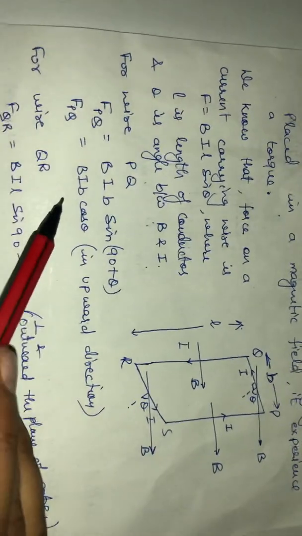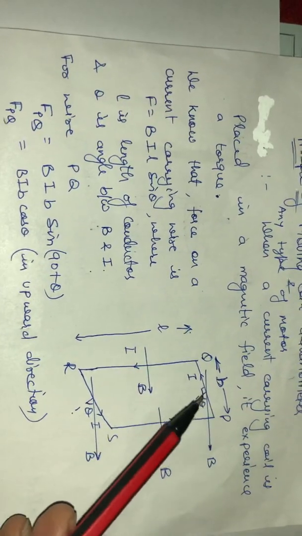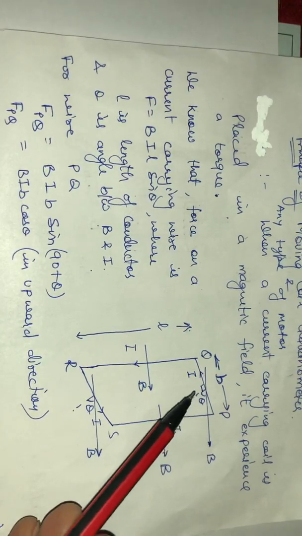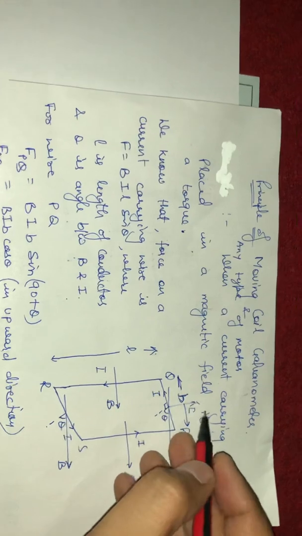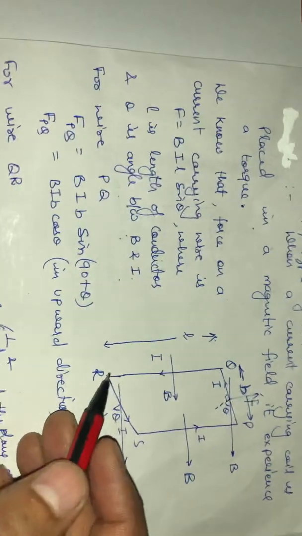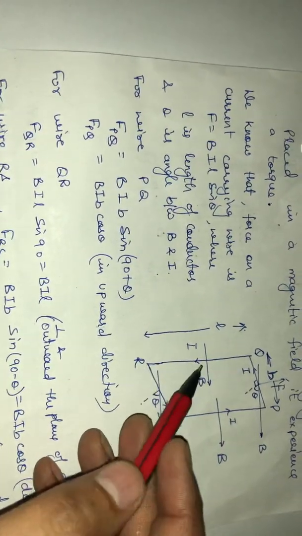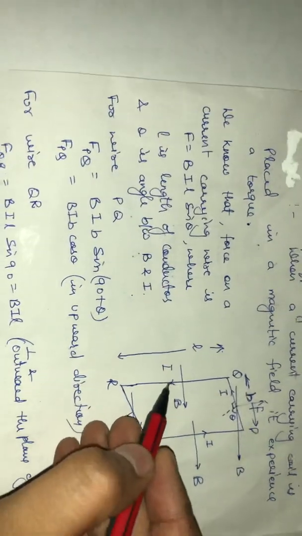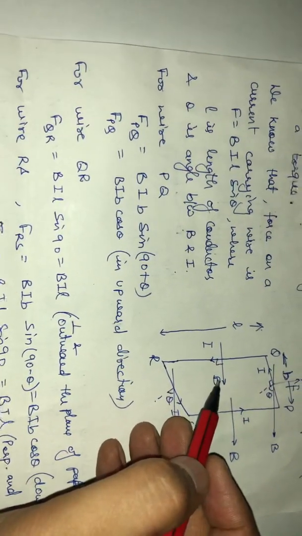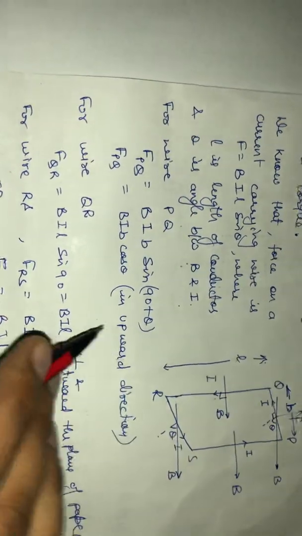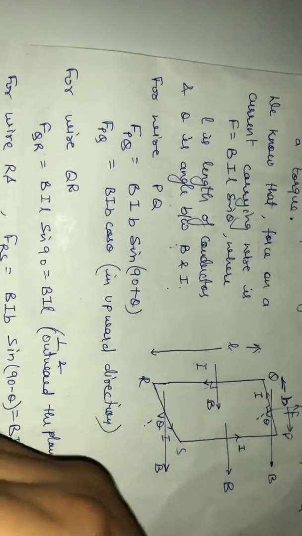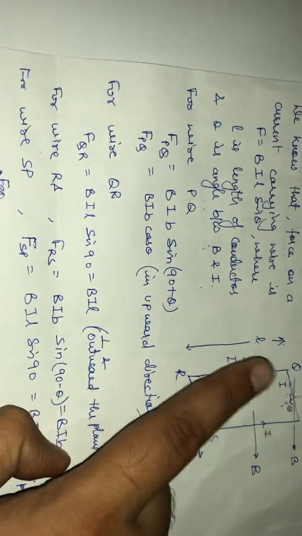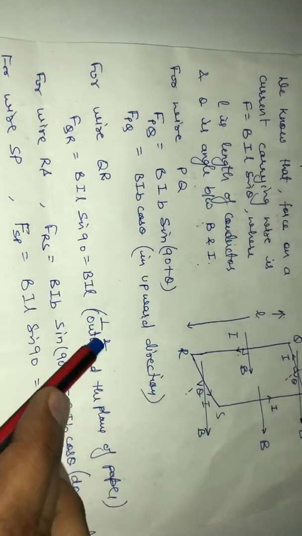Now if we calculate the direction of this force, we can use the right hand law, that is I cross B. If we do I cross B, the direction of force is in the upward direction. Now when we talk about this length QR, the angle between magnetic field and current is 90 degrees. Then if we apply the formula BI, length is L, angle is 90, so the force is BIL sine 90. And if we calculate the direction of the force on this wire, we do I cross B: I is in this direction and the magnetic field in this direction, then the thumb is in upward direction. It means the force on this wire is perpendicular and outward to the plane of the paper.